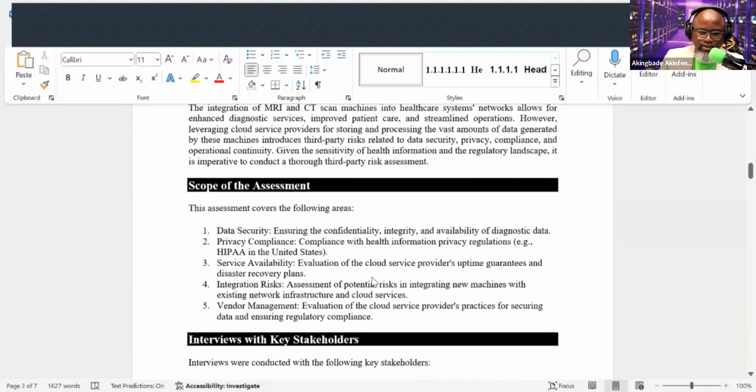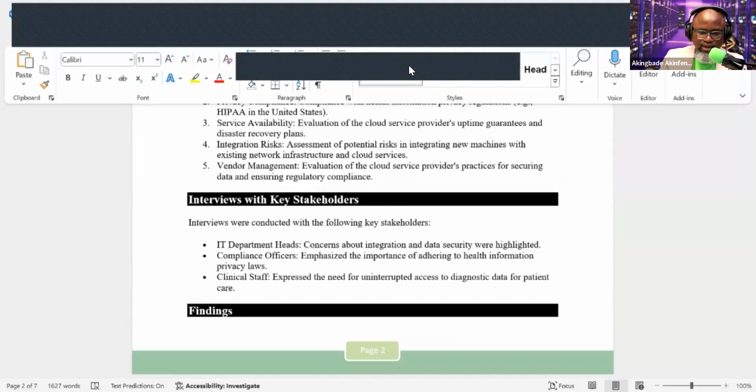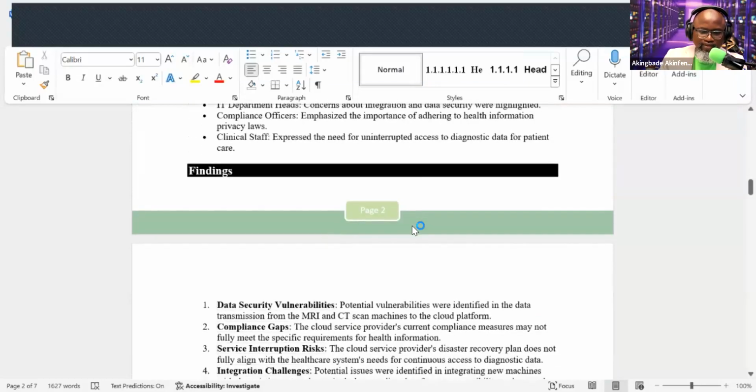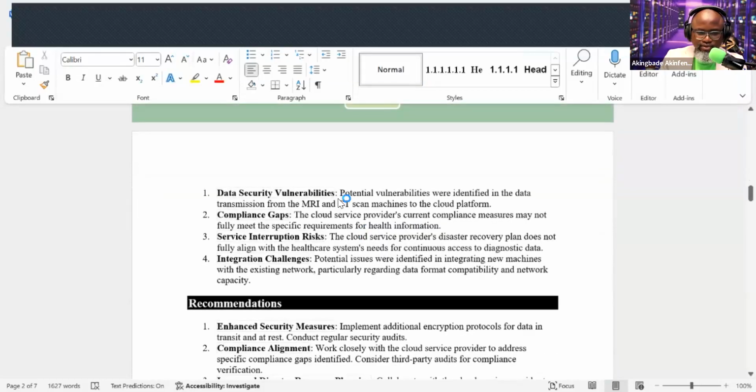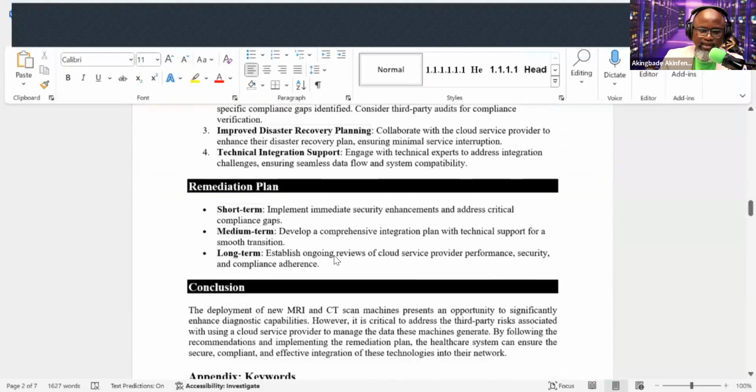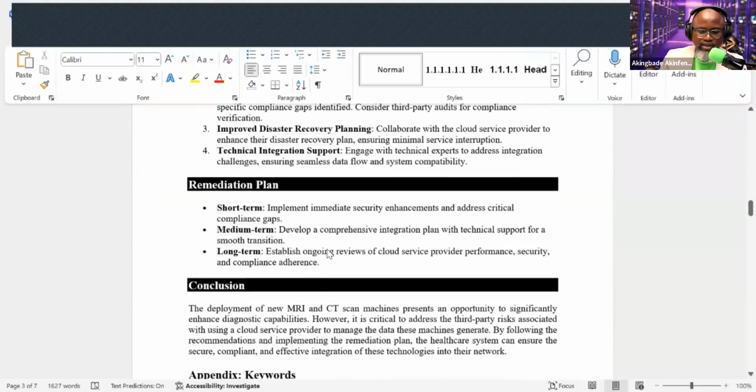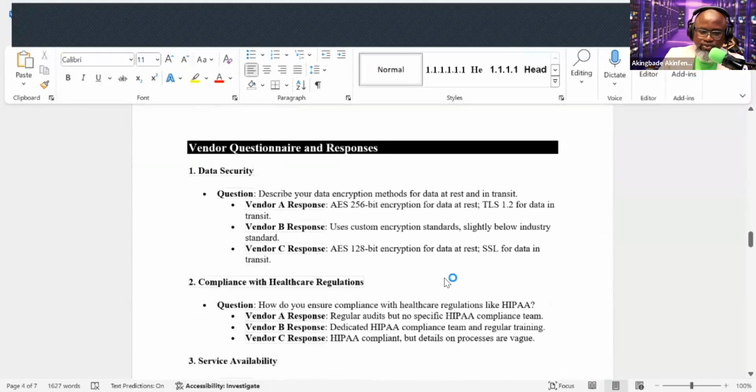This is the background. An assessment was done. They interviewed key stakeholders in the process. The findings: they had issues with data security and compliance gaps. So they had some issues identified. They came up with some short-term and medium-term remediation plans. Also, they had vendor questionnaires.